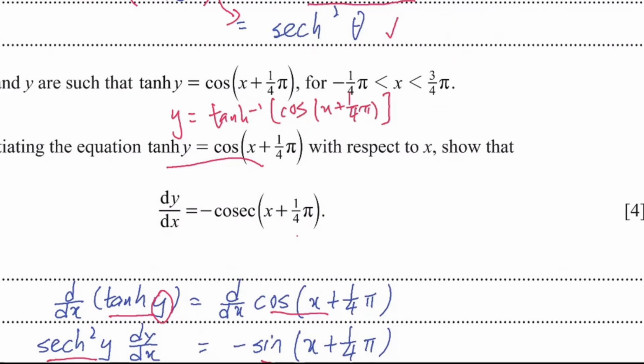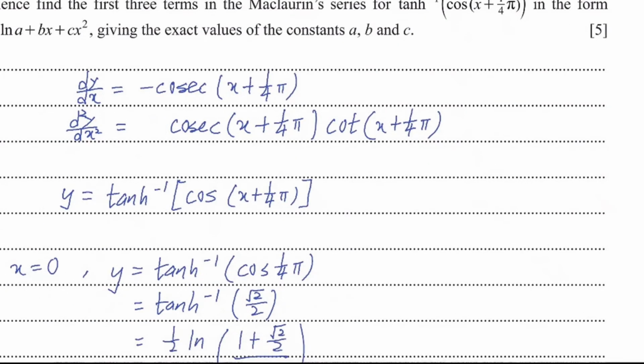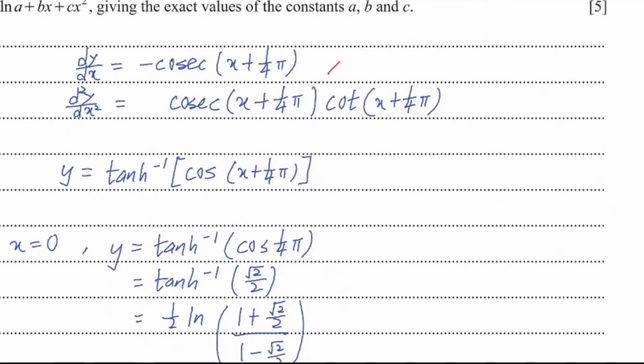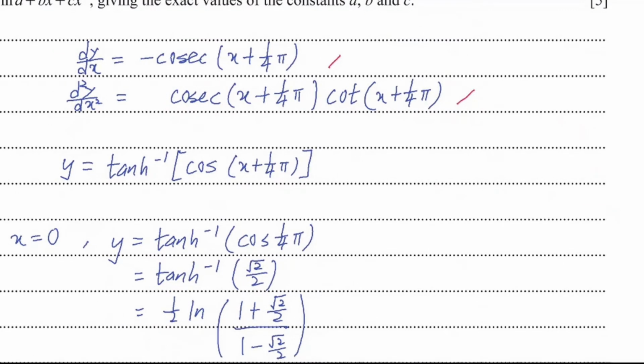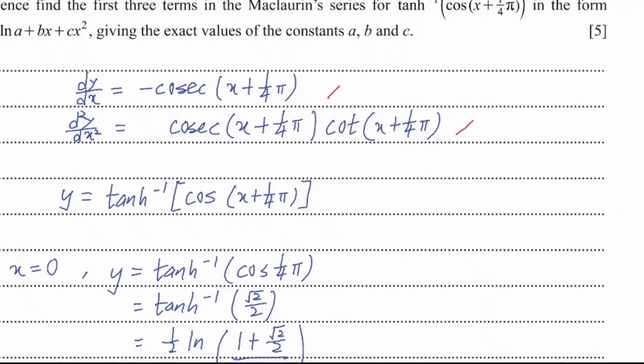So we want to find the Maclaurin series for the y here. To find the Maclaurin series of the y, we need to find the dy dx and the d square y dx squared. We already have the dy dx. From here, we just need to learn how to differentiate the cosecant. Differentiating cosecant gives us a negative cosecant cotangent. So we get the second derivative here. We just need until the second derivative because we just need until the x squared term.